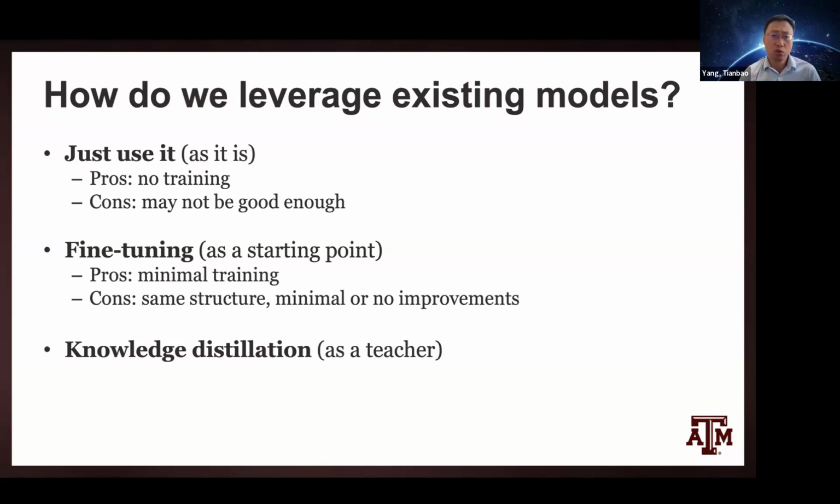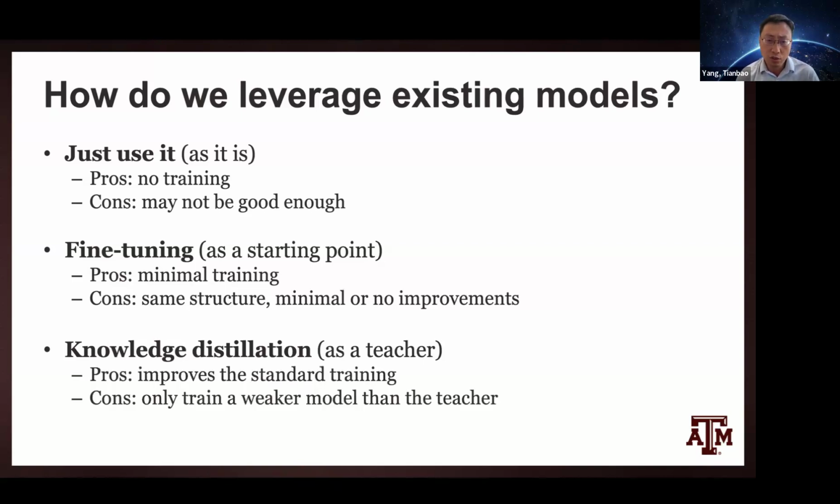Then there is a third approach called knowledge distillation. Knowledge distillation uses the existing model as a teacher model to train a smaller student model. The process usually improves on standard training. But the con is that it usually trains a weaker model than the teacher model. You cannot get a stronger model than the teacher model. So that's the limitation of knowledge distillation.